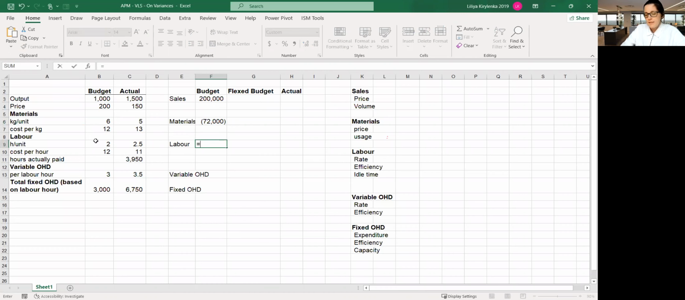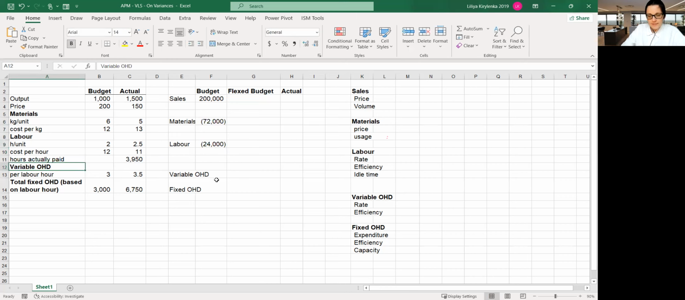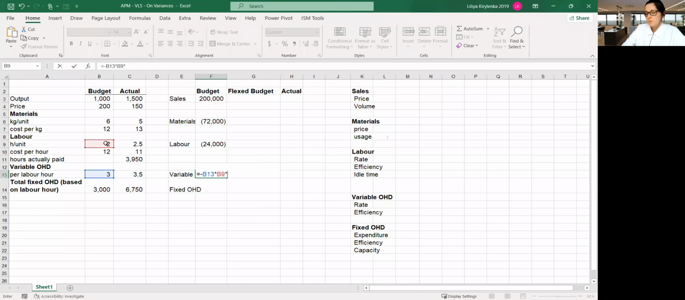The same idea is for labor. We know that we need 2 hours of labor per unit, and we plan to produce 1,000 units, and the price is 12. Variable overheads: we know that variable overheads per hour are 3, and they are given to us per hour. So we need to multiply them by hours worked and multiply by the output.